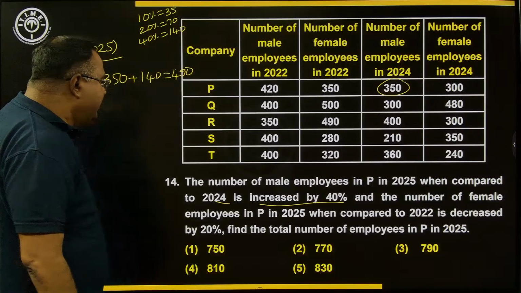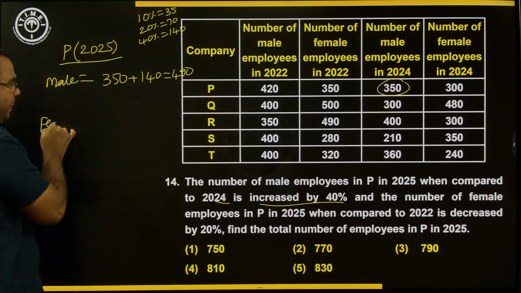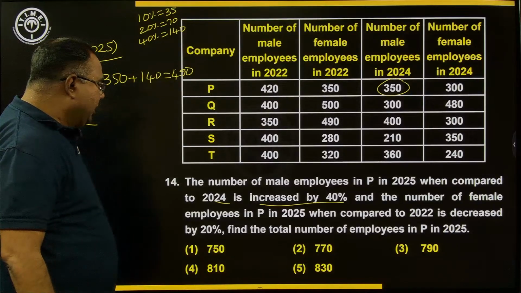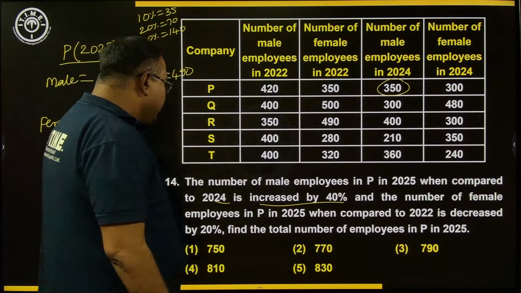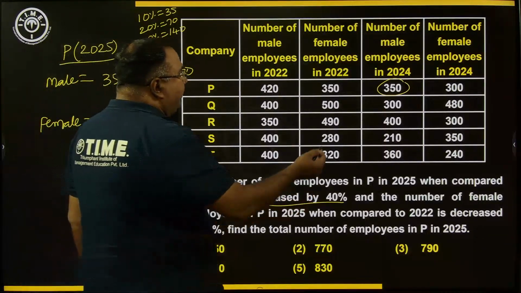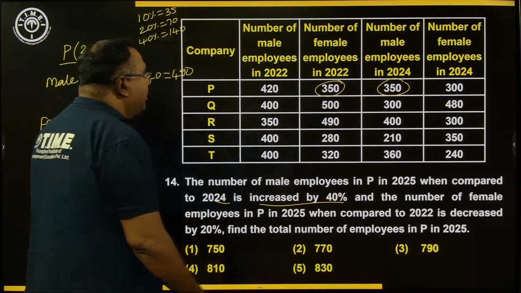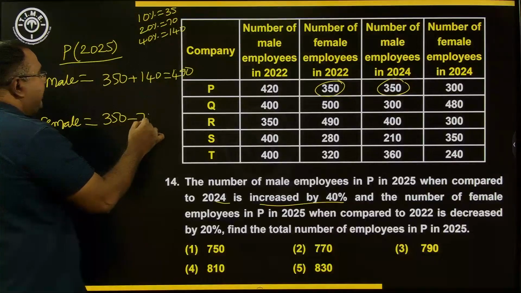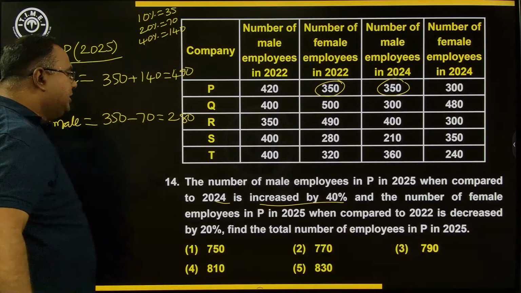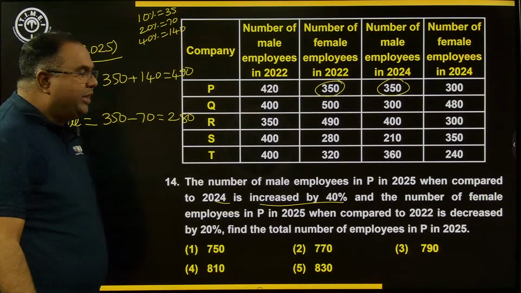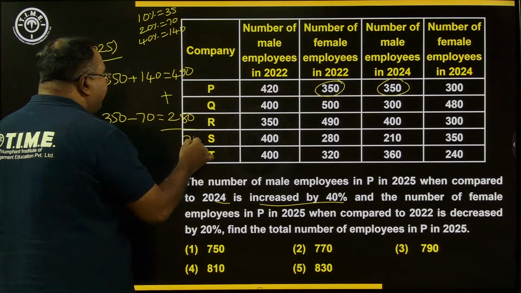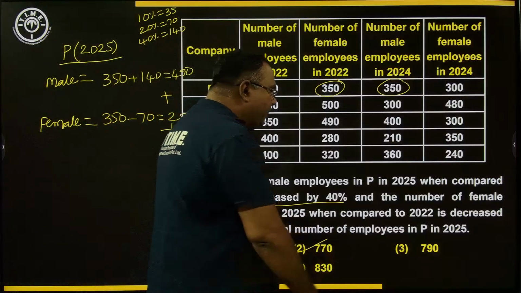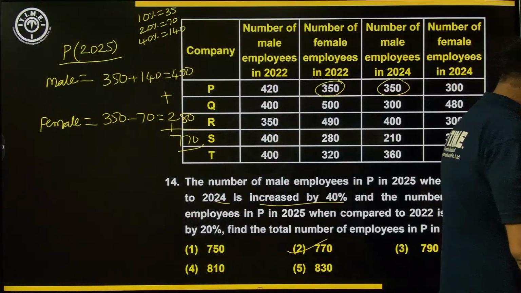And number of female employees of P in 2025. Okay. Number of female employees in P in 2025 when compared to 2022 is decreased by 20%. Right. So P 2022 female employees 350. 20% drop. So 350, again 10% is 35, 20% will be 70. So it is 280. Now what's the question? Total number of employees in P in 2025. Simply add these two. 490 plus 280, 770 should be your answer. 770 is present in choice 2.